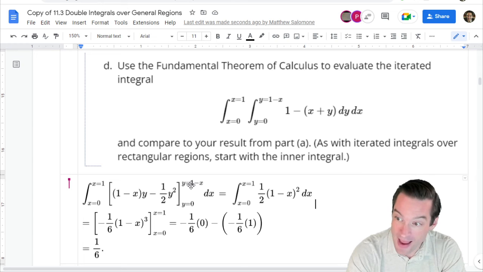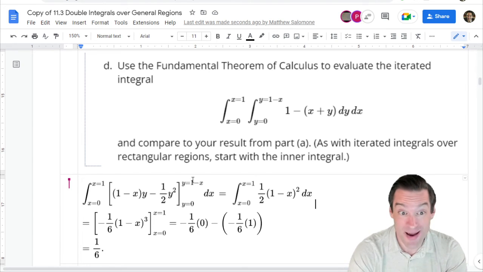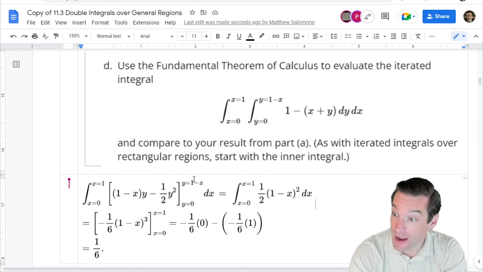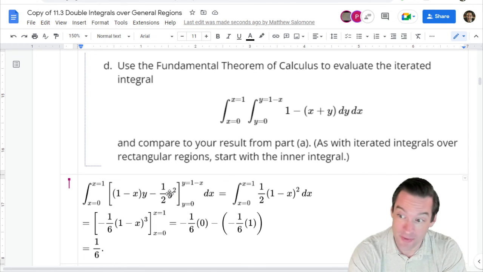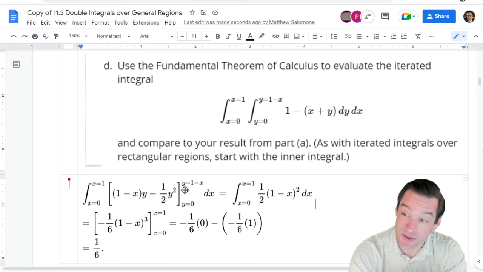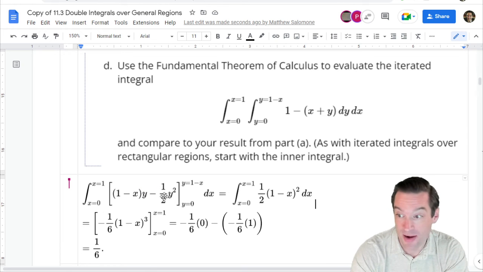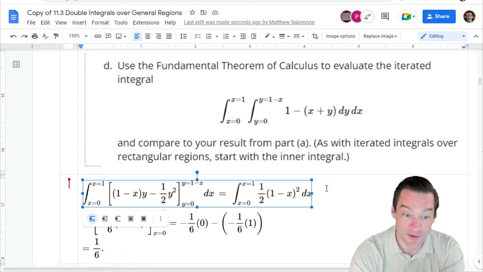I evaluate that at y equals 1 minus x. So I plug in a 1 minus x for y in my upper limit, and then I plug in a 0 for y in my lower limit. When I plug in the 0, everything vanishes. And so I just get the value that I get when I plug in 1 minus x, which is 1 minus x times 1 minus x minus half of 1 minus x squared. And so I get half of 1 minus x squared as the value of my inner integral.